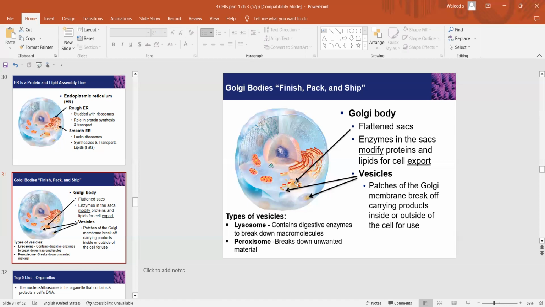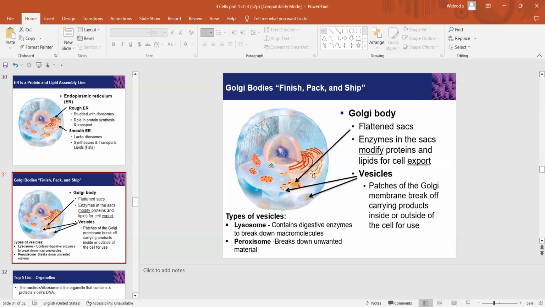How is it ready to use? Because the Golgi apparatus or Golgi body is going to make some modifications in order to export it out of the cells. If this protein is needed outside of the cells, we are going to export it out. But before you export it, you have to do the finishing, the modification.